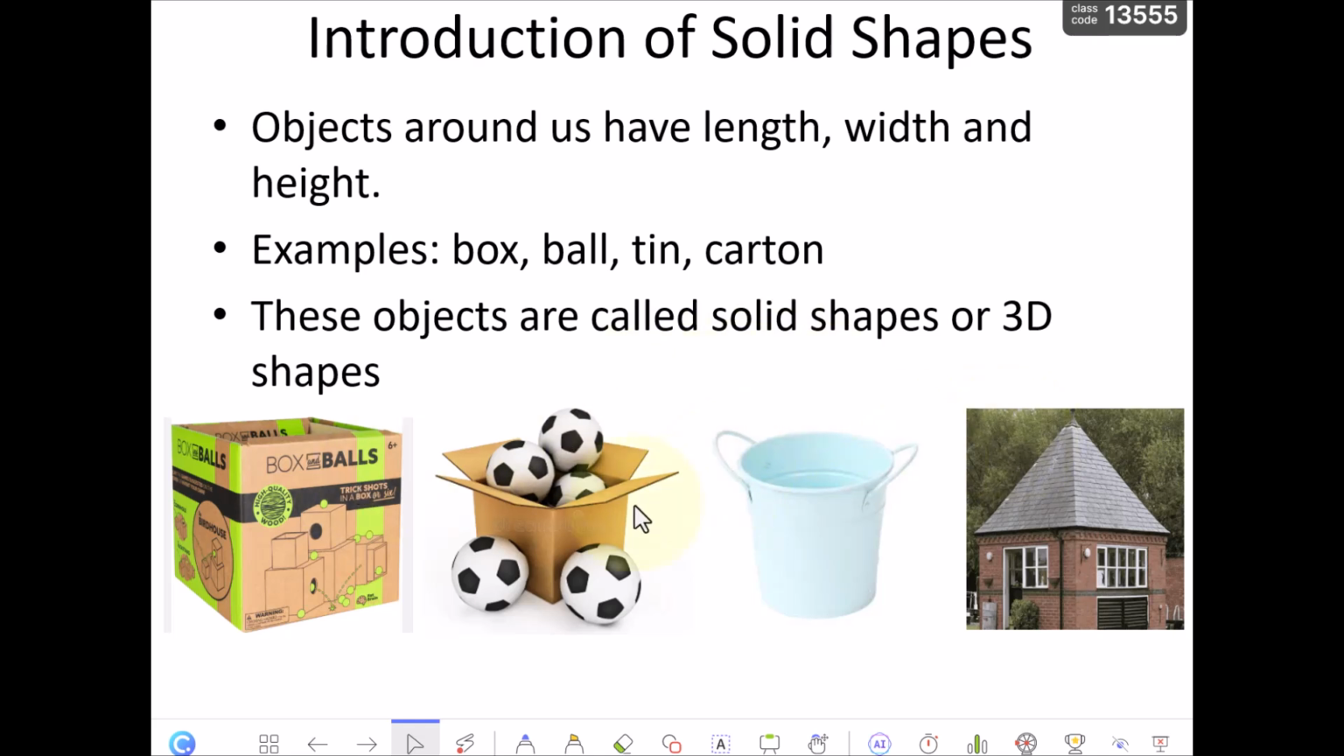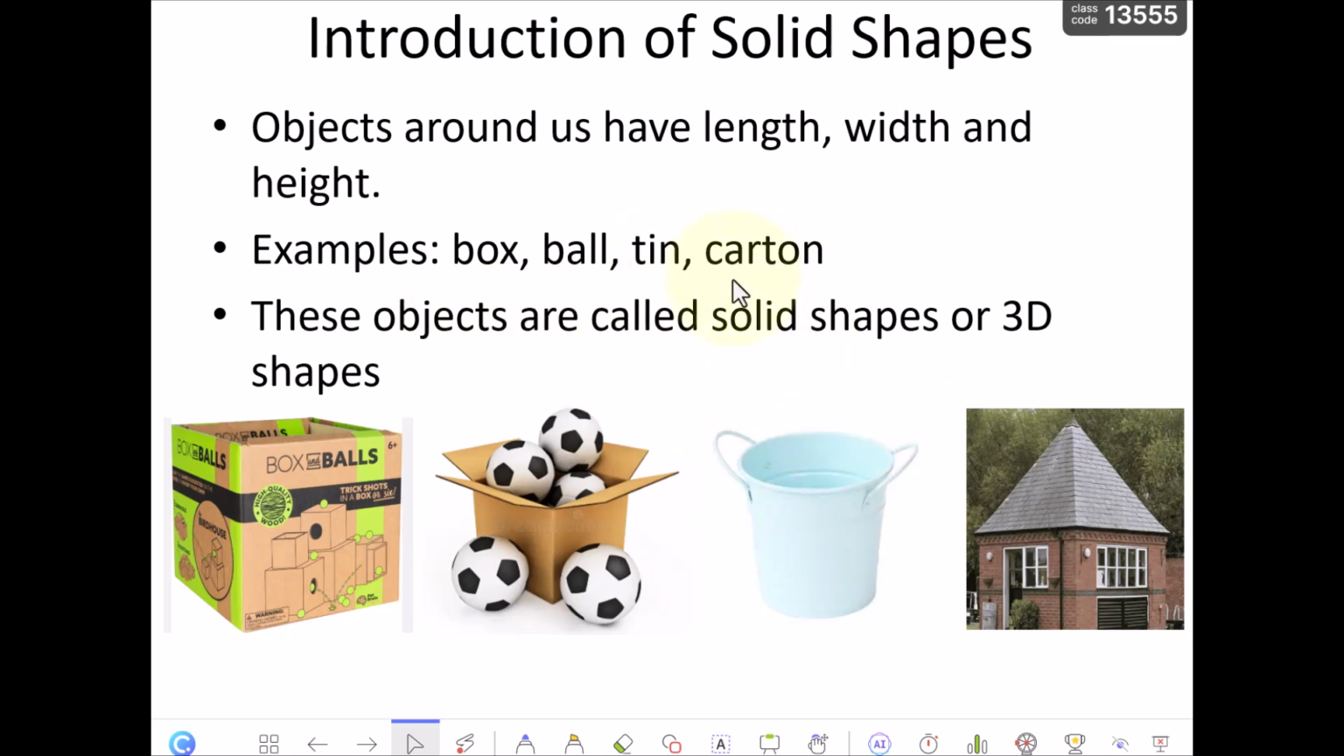Looking at these images I pasted on this slide, you can see a football inside this carton. You can see a box, a carton box here. All these are solid shapes. And you can see a building here. You see the roof has a pyramid shape. You see the base of the building, now you see a prism shape. So all these are solid shapes. They are examples of solid shapes.